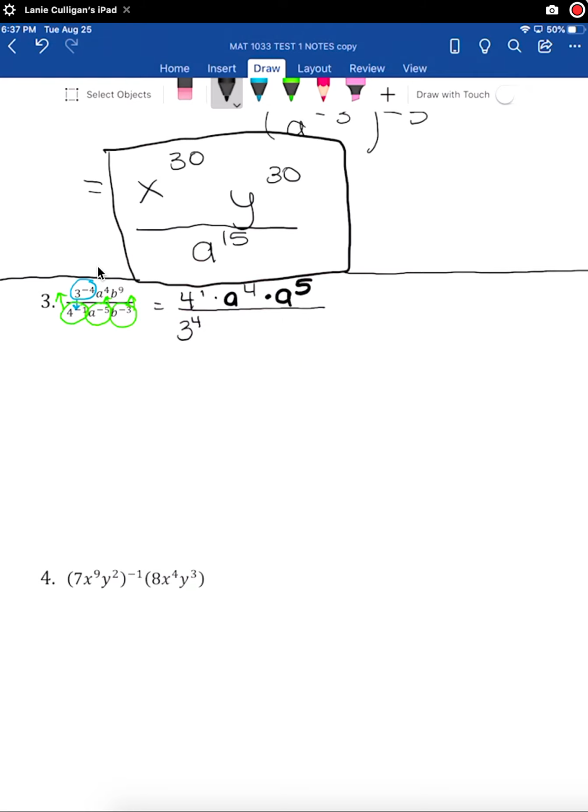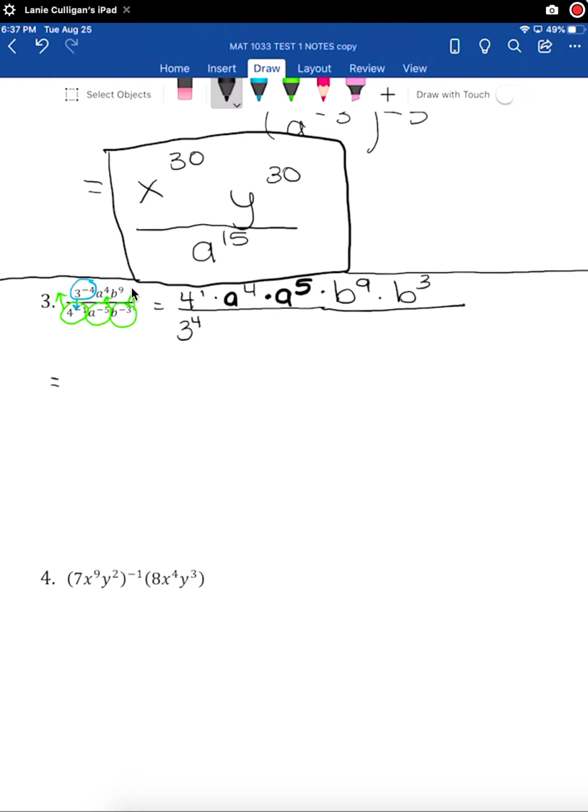Well, now our b. So this b to the 9th is up top. Nothing's happening to it, so it's going to stay up top. And then this b to the negative 3rd, it's on the bottom. We're going to flip it to the top, so it becomes b to the positive 3rd power. So now we got rid of our negative exponents. Now let's deal with simplifying.